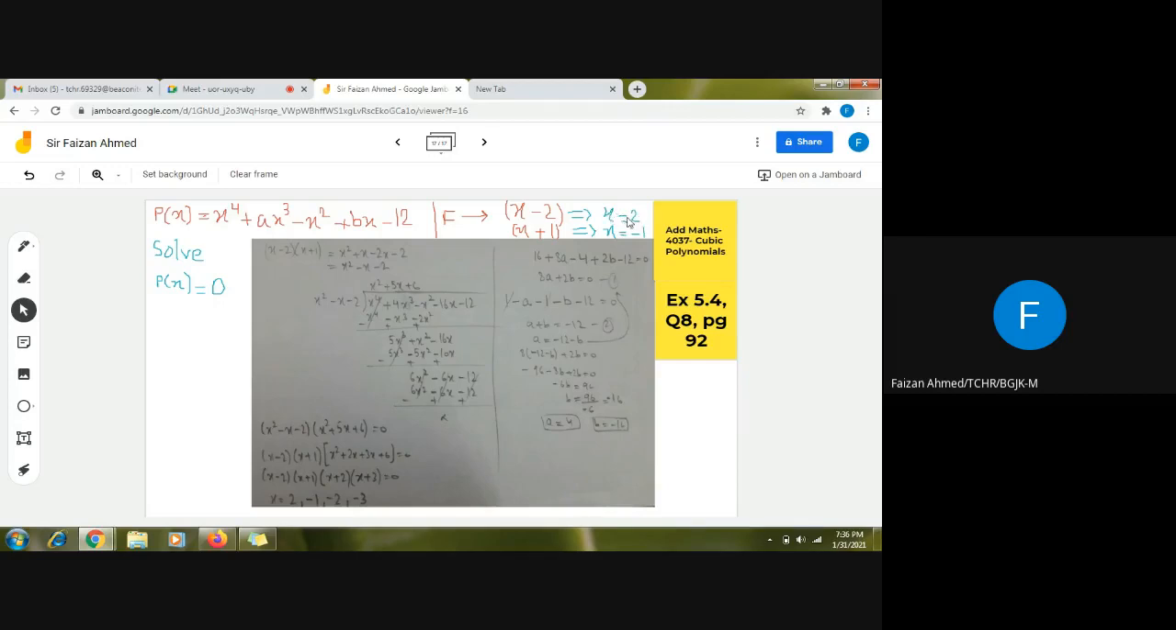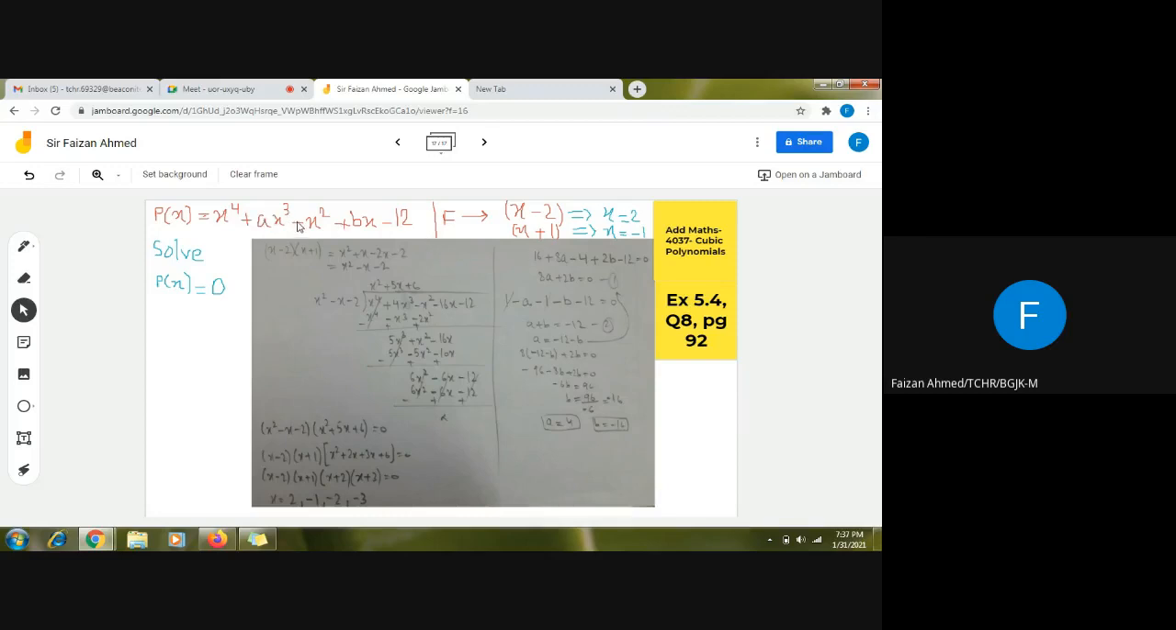I will now put this value of x, which is equal to 2, in the given polynomial. The first term is x^4, so I put x = 2. 2 to the power 4 means 2 multiplied by 2 multiplied by 2 multiplied by 2. 2 times 2 is 4, 4 times 2 is 8, and 8 times 2 is 16. So I have written 16. Then I use the positive sign, and 2 cubed means 2 multiplied by 2 multiplied by 2, which is equal to 8, and then 8 multiplied by a will be 8a.